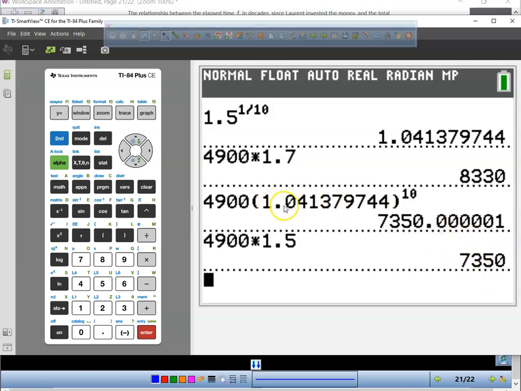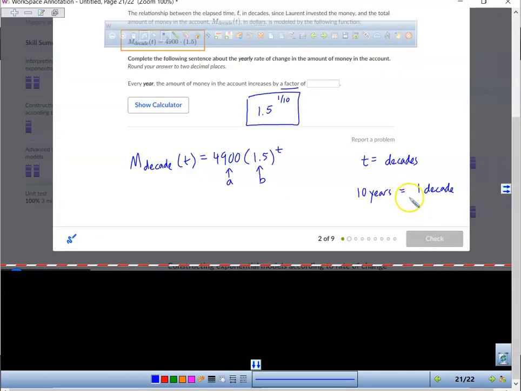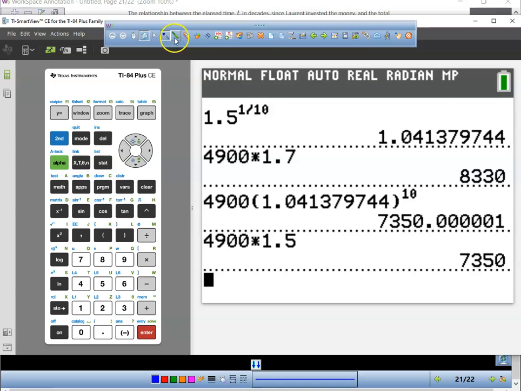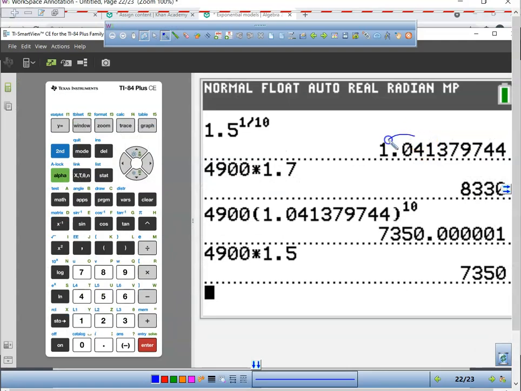Okay? So what does this represent? This represents the yearly growth. What does this represent? The decade growth. So I'm going to type in 1.04, because what do I have to round it to? 2 decimal places, not 3 decimal places. So does everybody see why I'm rounding it right here to 2 decimal places? Okay? So if you're going from a decade to a year, you're going from something that's bigger to something that's smaller. So that's why we raise it to the fraction of 1/10 to get your answer.